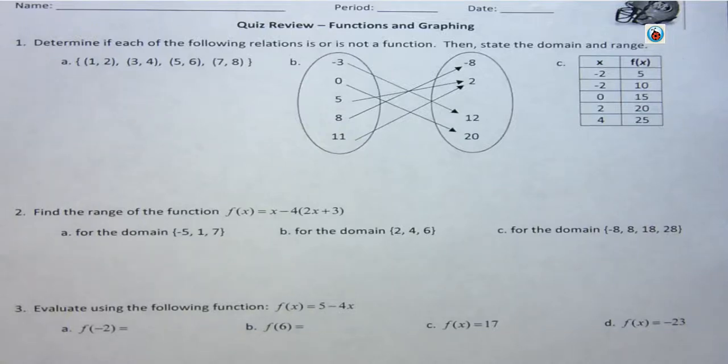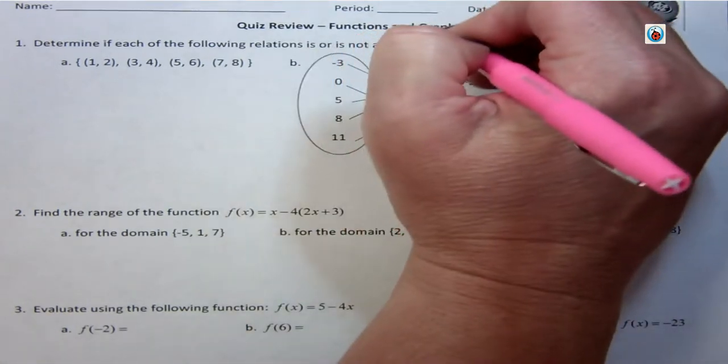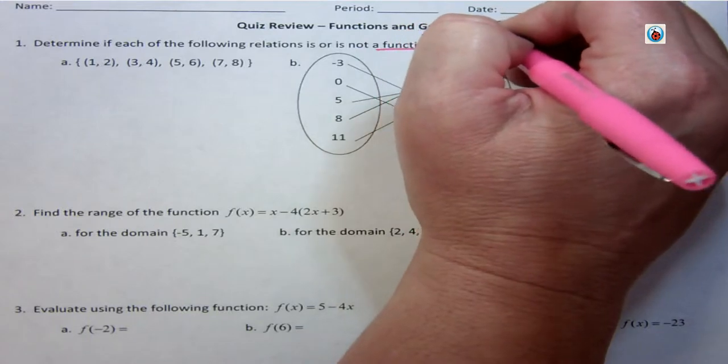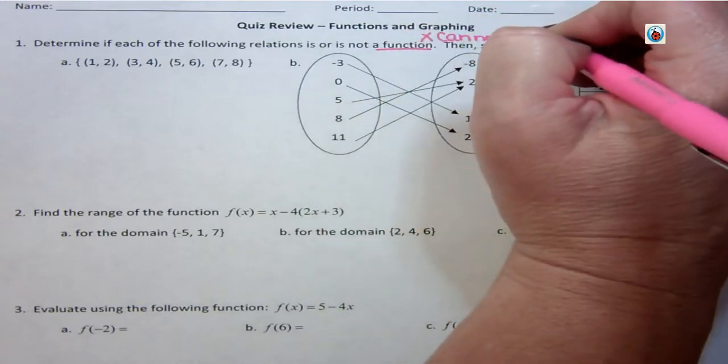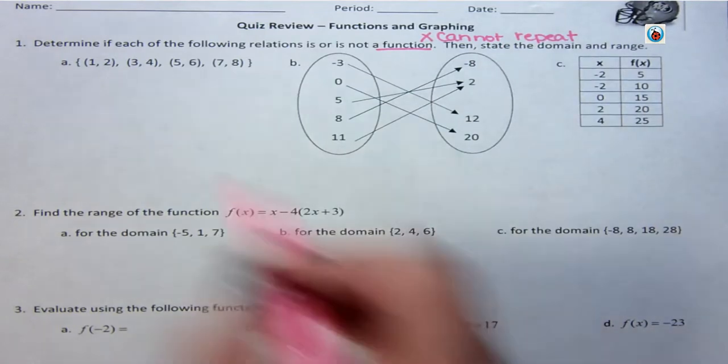Well, welcome back. This is our review quiz for our functions and graphing unit. We're going to start by determining if the following is a function or not. Then we have to state the domain and range. So to know if it's a function, x cannot repeat. So we have to look at the x values in each relation and determine if it's a function.